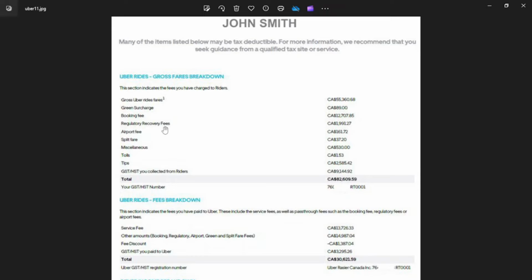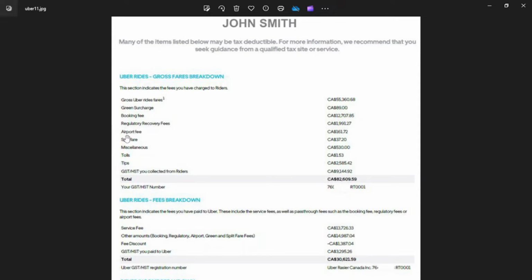Regulatory recovery fees. Every jurisdiction is different. Ontario is different, Quebec is different, USA is different, Canada is different, UK is different, right? So every city, every jurisdiction could have its own regulatory fee. Accordingly, this is a regulatory fee which Uber charges again on behalf of the driver from the passenger.